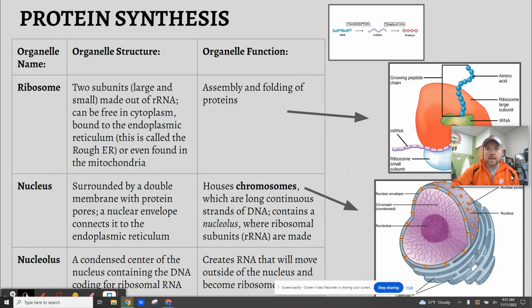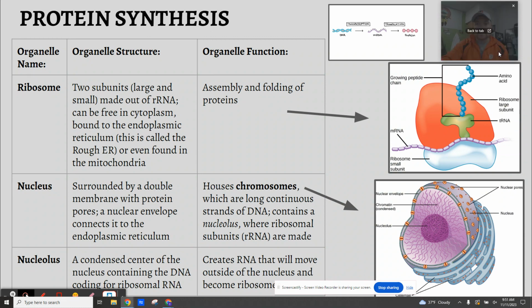So we're going to jump in and just go one by one here. According to the previous slide, protein synthesis was the first one that I introduced. Here we're going to be looking at the ribosome, the nucleus, and the nucleolus. In each of these slides, I also put an image of a close-up of what they look like. And in each table here, I have the structure, so what it looks like, and the function, what it does. So we're going to start here with the ribosome.